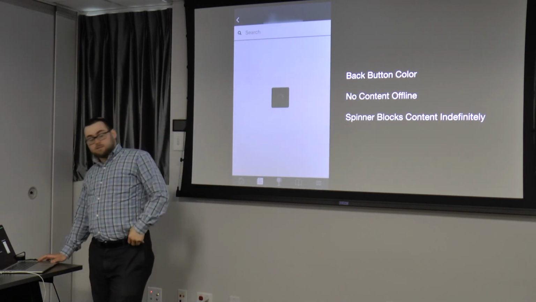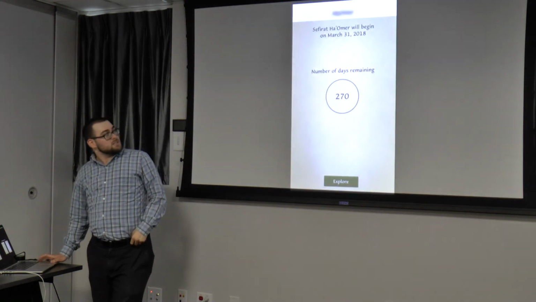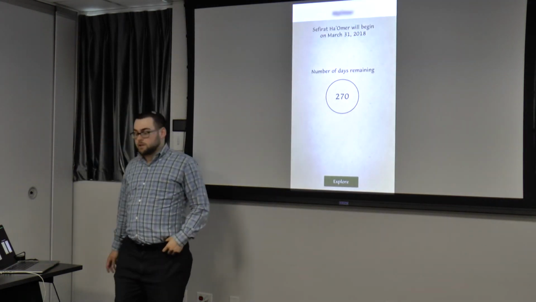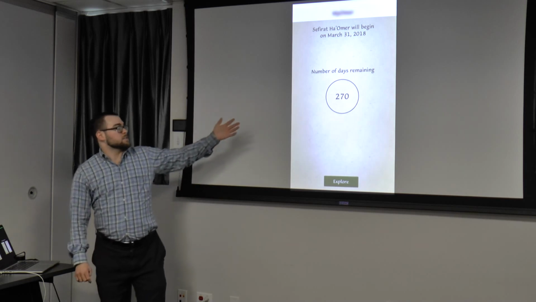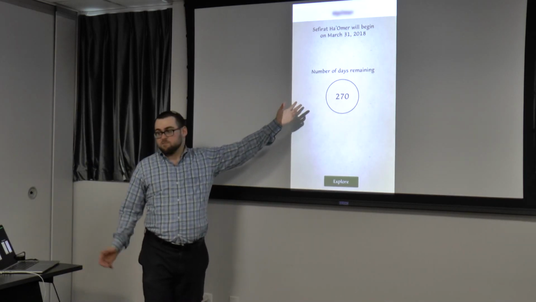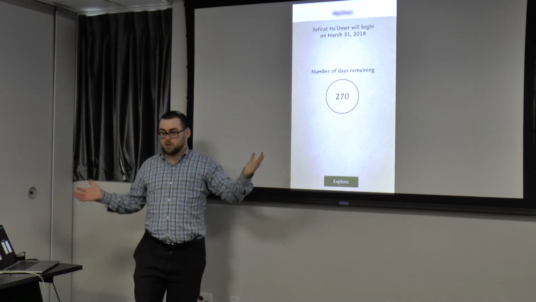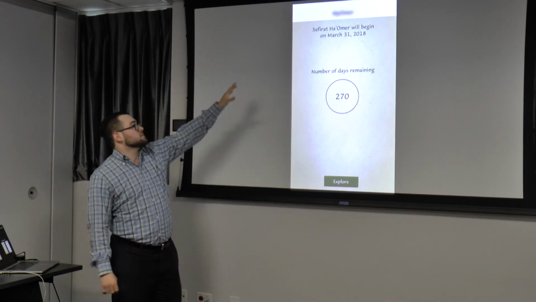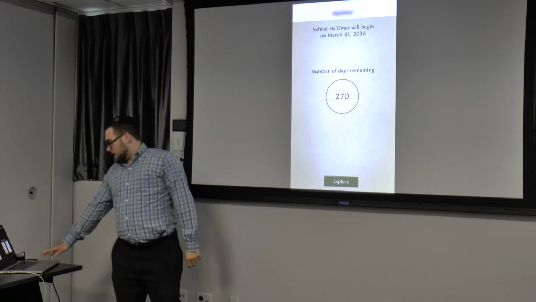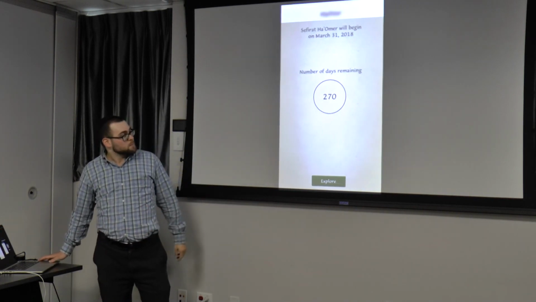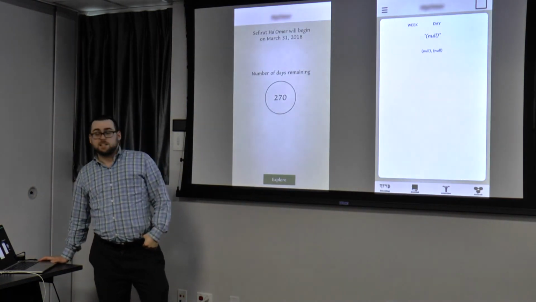And speaking of not such great user experiences, there's an Omer app that I was looking at before. And as we can see here, we have a countdown to the number of days left because it's out of season. So it seems like it's a pretty good UX because it's accounting for most of the year where it's not actually being done. It has a nice design. And then we hit the Explore button. And it basically takes you into the app.